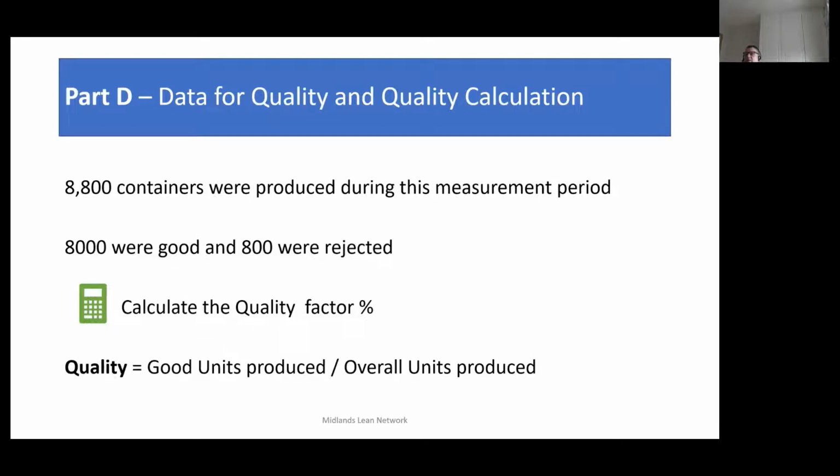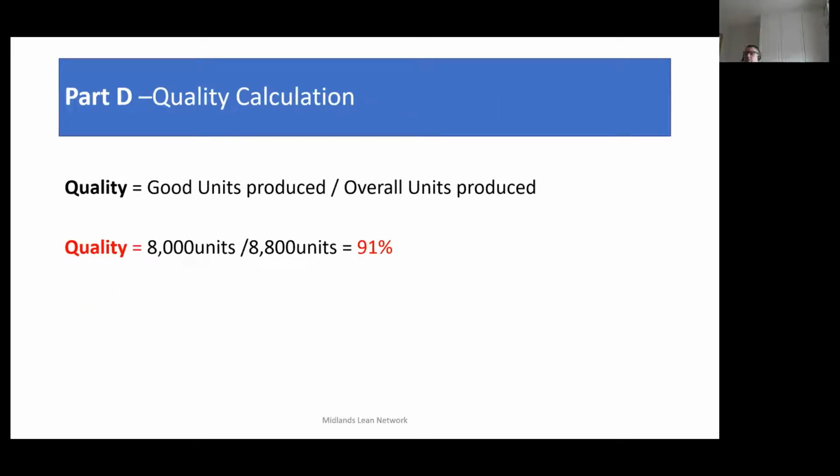Of the 8,800 containers that were produced during the measurement period, we're now going to calculate the quality factor. 8,000 were good and 800 were rejected. So calculate the quality factor. The quality factor is calculated as good units produced divided by overall units produced. Good units produced were 8,000, and we produced 8,800 in total. So our quality figure is 8,000 divided by the 8,800, which is 91%.